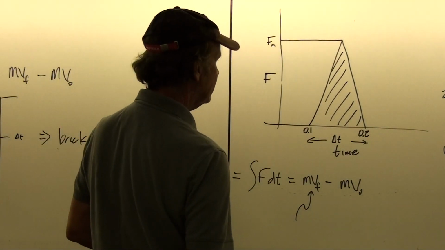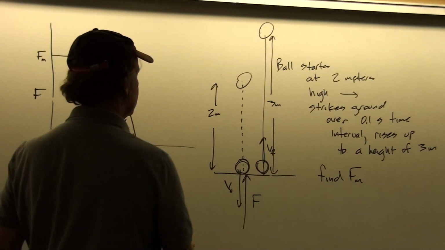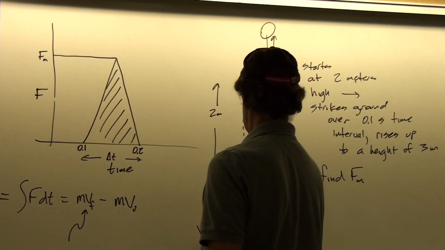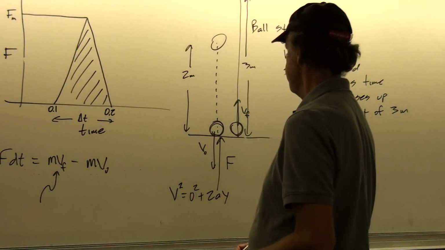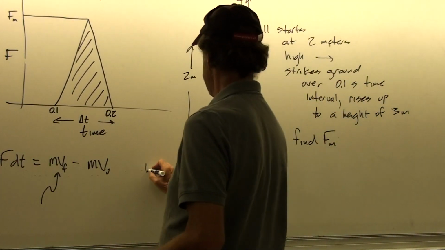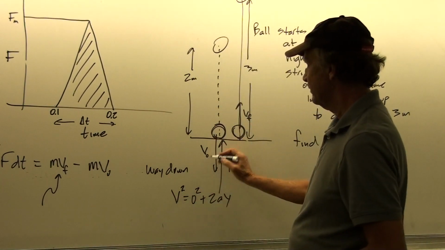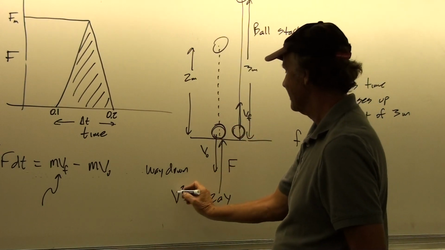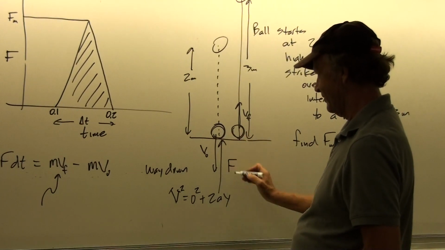And so now what we need to do is figure out what V initial is just before it hits the ground. We can get that from V squared equals 0 squared plus 2ay. Okay, so this is for the way down. So this is the final velocity for the way down, but it's the initial velocity for our momentum calculation. So I'll just call it V with the feet on it there. Okay, but it's this velocity here that we're looking at.